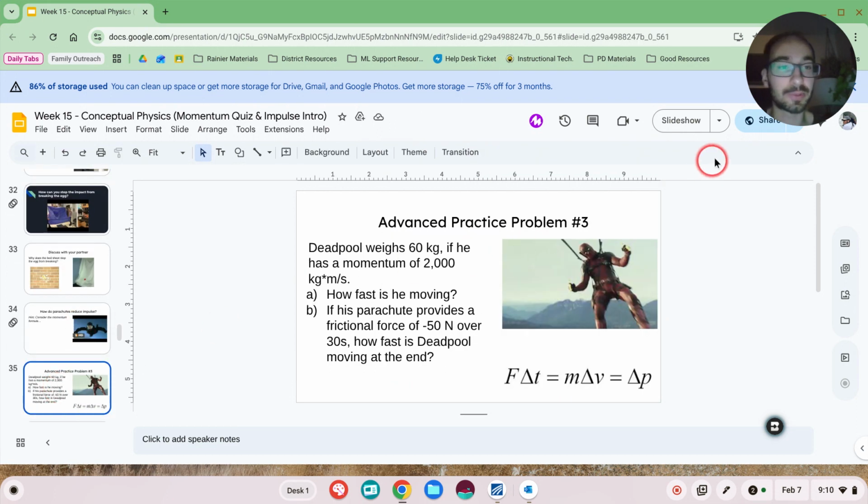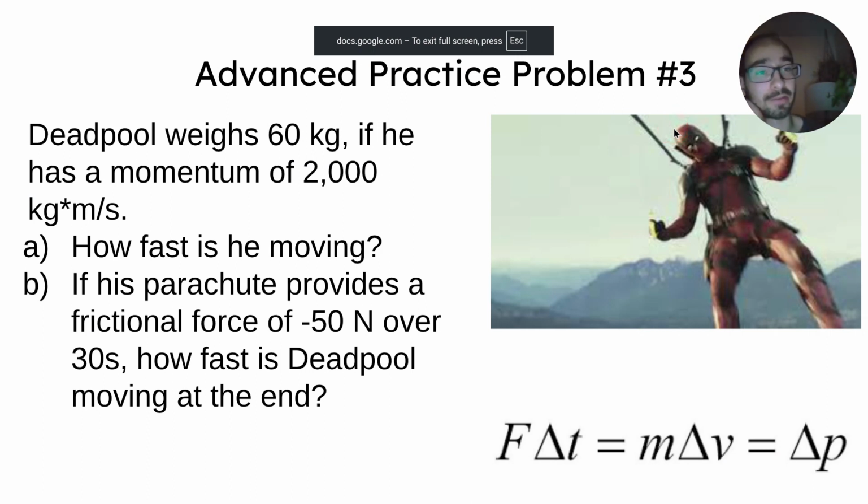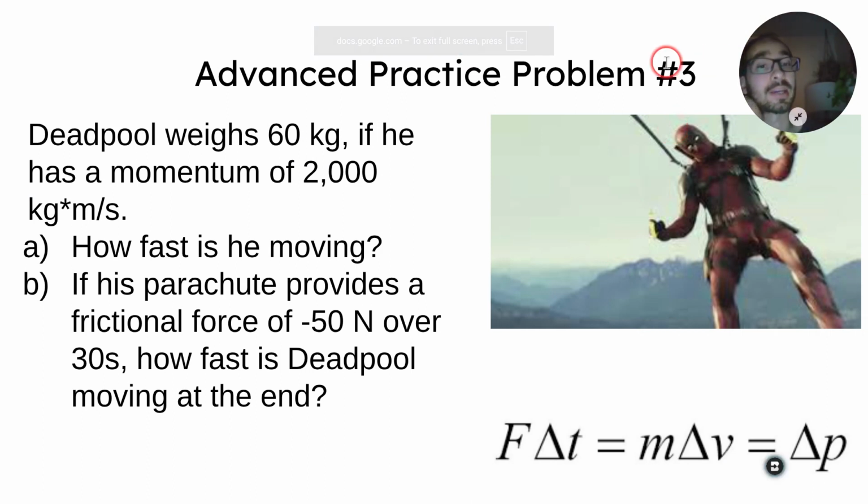Okay, next we're going to have an advanced problem. This is a tough one. This is like a question you would get in AP Physics. Deadpool weighs 60 kilograms. If he has a momentum of 2,000 kilograms times meters per second, how fast is he moving? And if his parachute provides a frictional force of negative 50 newtons over 30 seconds, how fast is Deadpool moving at the end? So I'm going to give you some time, pause the video now. Can you use your momentum formulas to solve this one?